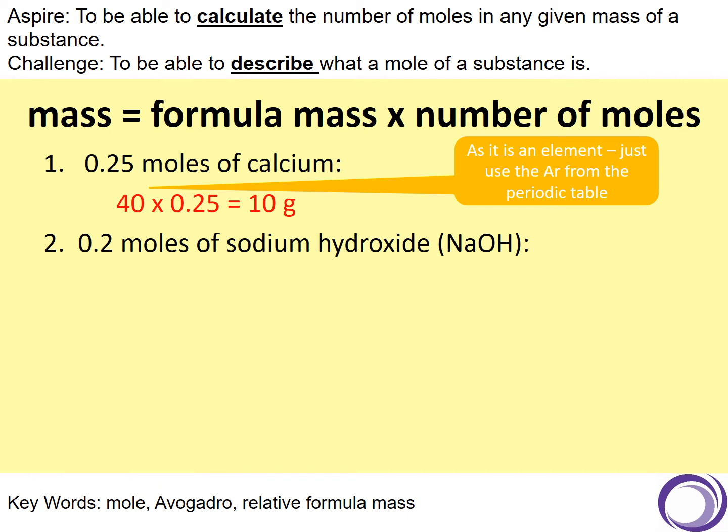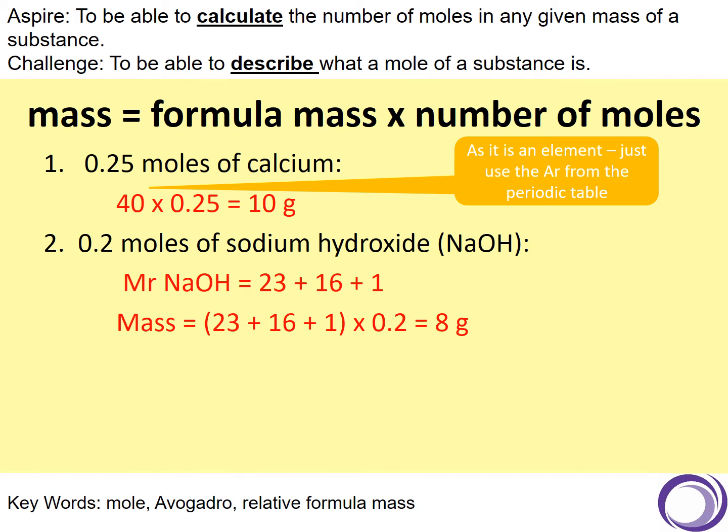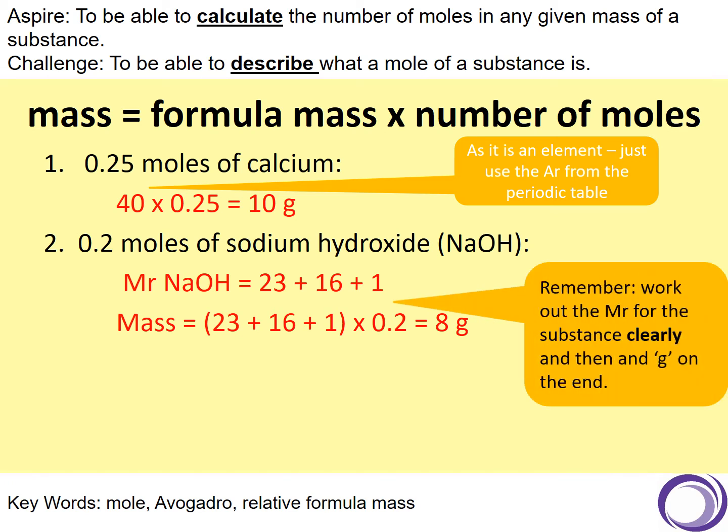For 0.2 moles of sodium hydroxide, again, we work out clearly the formula mass first of the sodium hydroxide. We then use that value times the 0.2 that's come from the question, and it comes out as 8 grams. But you must show that you have worked out your Mr first. If you do it separately like this and you've made a mistake for some reason in the molecular mass, then you could still get the final mark for knowing that you multiplied the molecular mass by the number of moles to get the mass.